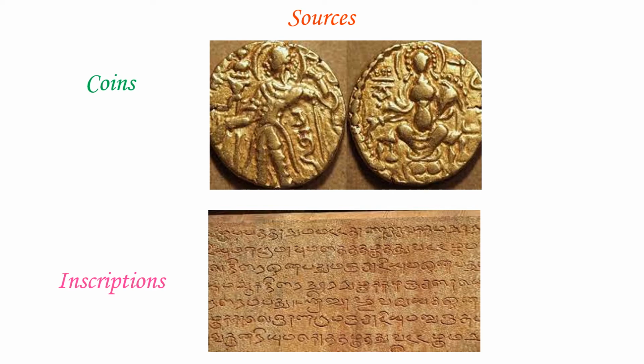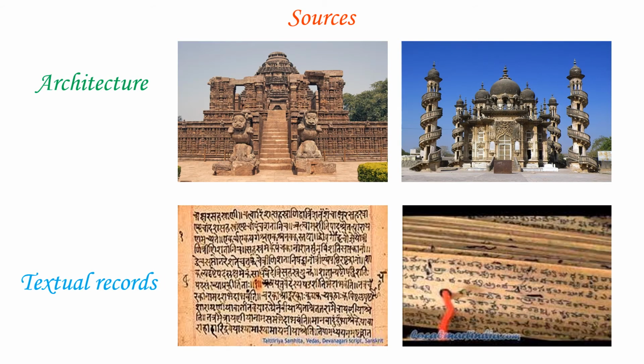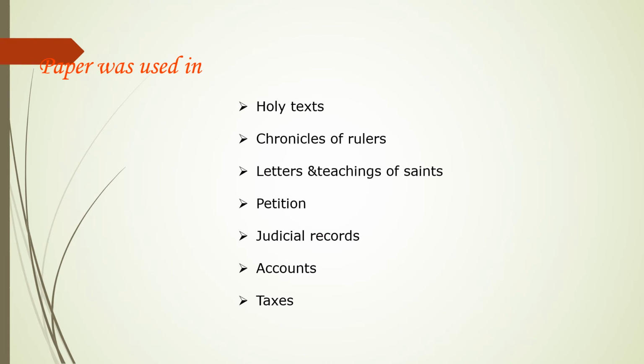What are those sources? Coins and inscriptions. First you can see Samudragupta's coins, and the inscriptions on the walls of the temples, and the different styles of architecture, nothing but the monuments and their constructional changes. And finally the textual records. In the last you can see even the Telugu language has been written in these Talapatra Granthas. So these are the sources by which we estimate and speak about the past history between 700 and 1750.